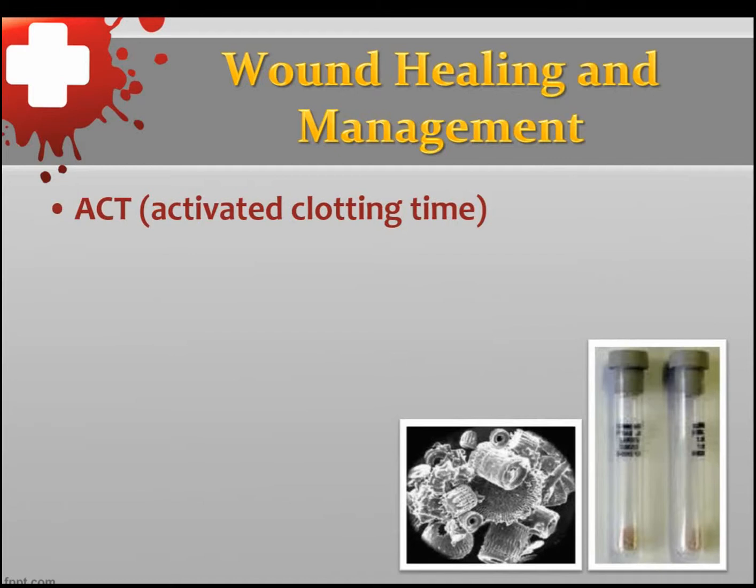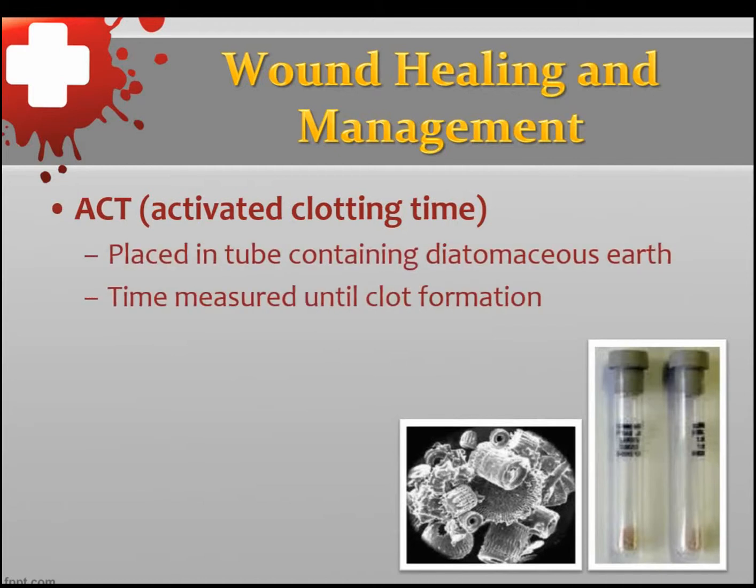Severe disease in these clotting factors, or a severe decrease in the platelet numbers, will lead to an increased amount of time it takes for this blood to clot after it's been added to the tube. It's, again, not very sensitive to milder decreases in clotting factors, so it needs to be a pretty severe decrease in these clotting factors. So you just draw the blood, place it into the tube containing the diatomaceous earth, and then the time is measured until clot formation. The normal length of time should be around 75 seconds.